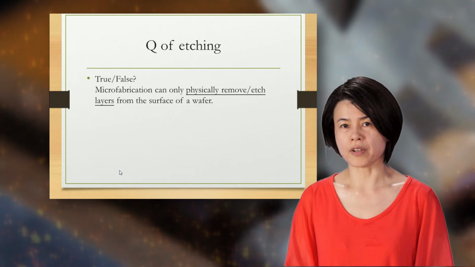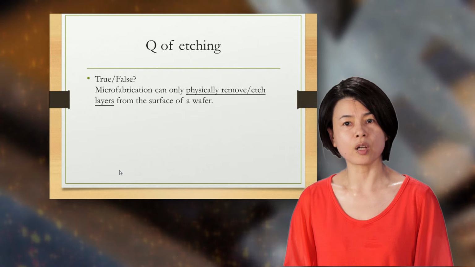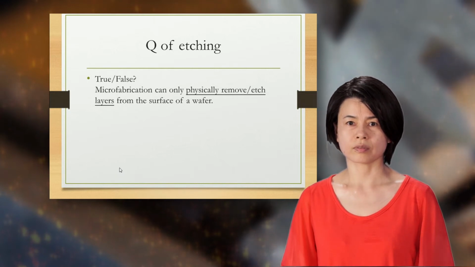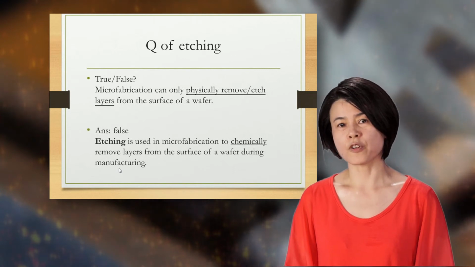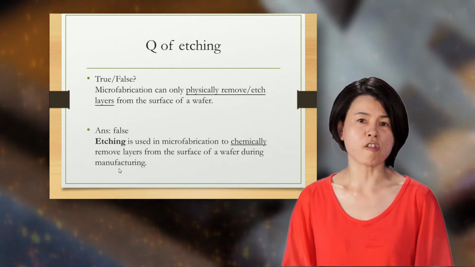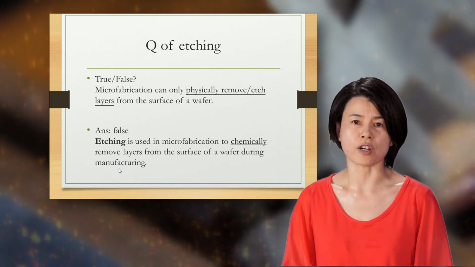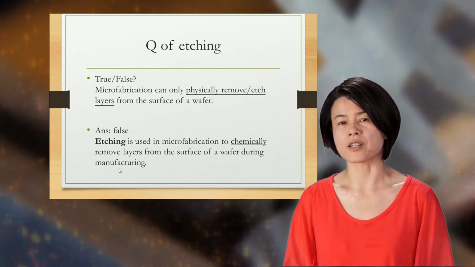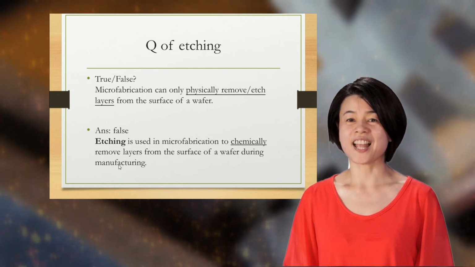Question for the definition of etching, true or false? Microfabrication can only physically remove or etch layers from the surface of a wafer. True or false? Alright, the answer is false. Etching is used in microfabrication to chemically remove layers from the surface of a wafer during manufacturing. So it is to chemically remove layers, not physically. Have you got it right? Good job. Let's move on.